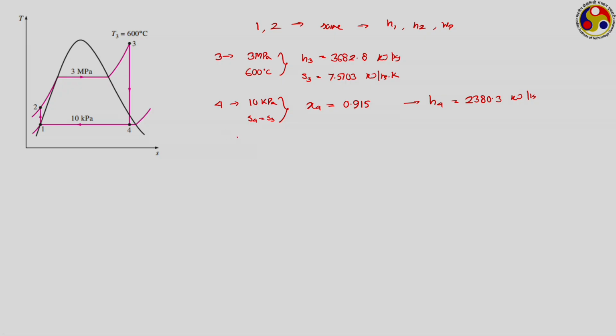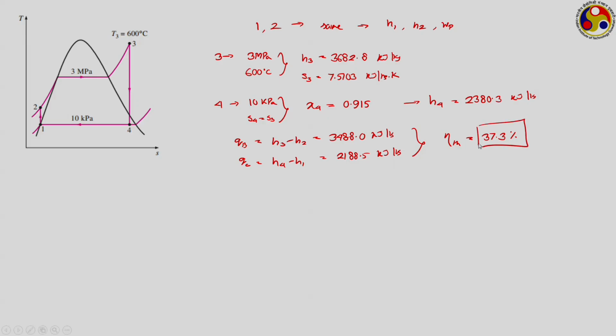So correspondingly, I am just directly noting the numbers to save some time. QB is equal to H3 minus H2, which is 3488.0 kilojoule per kg. QC is equal to H4 minus H1, which is 2188.5 kilojoule per kg. Combining this, the thermal efficiency will be coming as 37.3%. Now, a few things to compare.